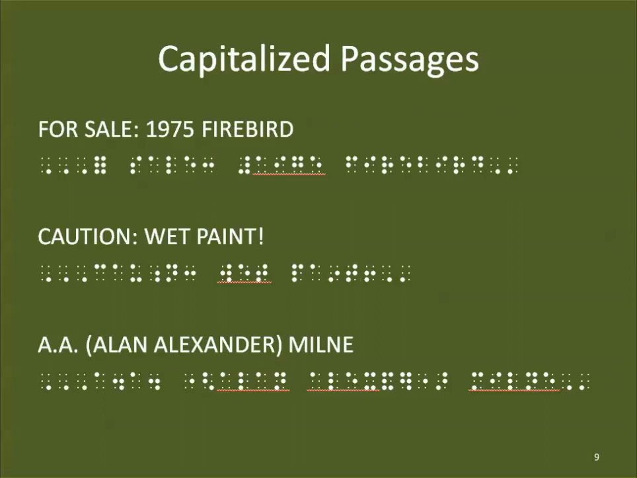Some more examples. For sale: 1975 Firebird. The whole thing is 4 symbol sequences, and even with that colon and that year with the numbers thrown in, it doesn't matter. We're still saying that whole thing, if it's a letter, it's capitalized. So we have our capital passage indicator, 3 cells of dots 6, for sale, 1975, Firebird. We have to be sure and terminate that passage, so we have our prefix with dots 6 and the terminating dots 3.